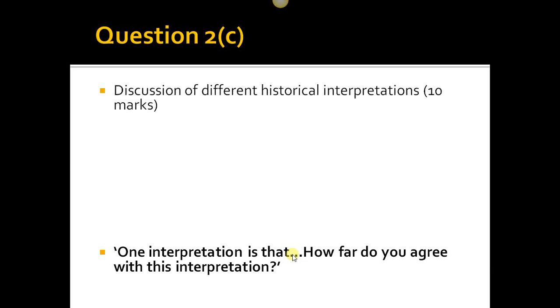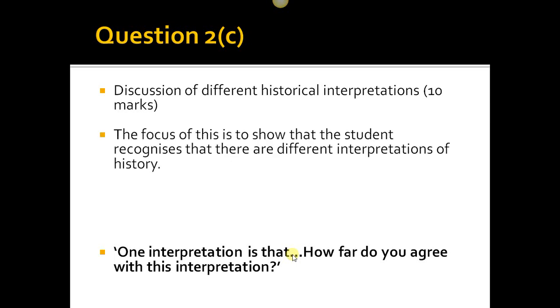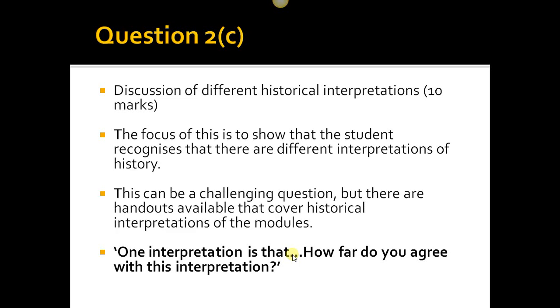If we look at the requirements, it is a discussion of different historical interpretations. So the requirement of this question is for you to understand and discuss different historical interpretations, but they actually give you those historical interpretations. Okay, so let's go through it. The focus of this is to show that the student recognizes that there are different interpretations of history. Okay, so you have to show that you recognize that not all of these interpretations that are given are following the same theme. And I'll also demonstrate how this is quite easily done.